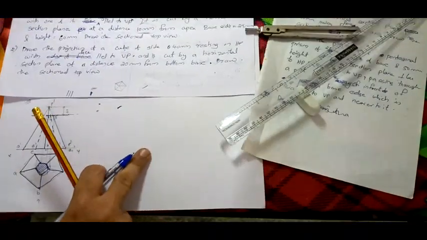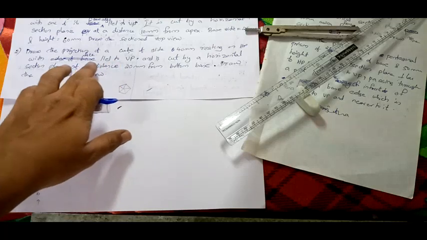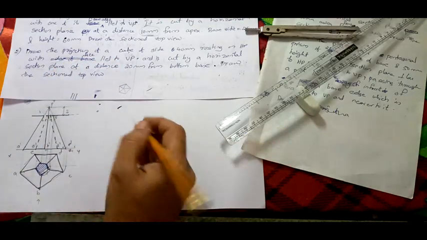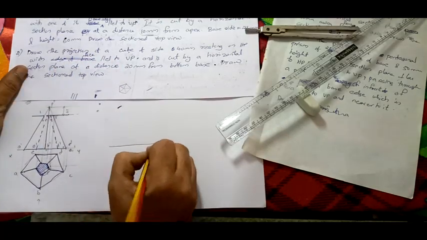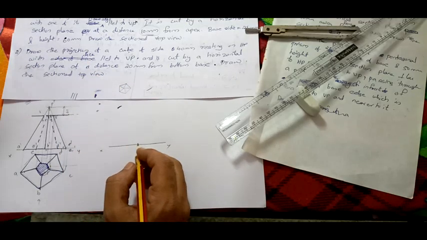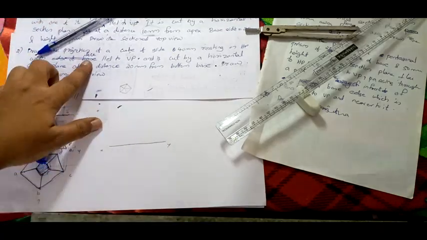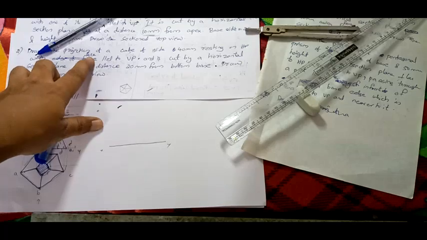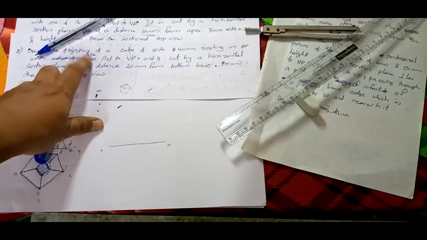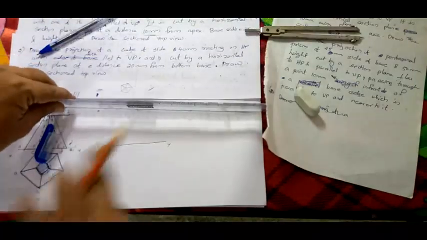See, second problem. Draw the projection of a cube of side 40 mm resting on HP with face parallel to VP. Face parallel, right? So this is your XY line. Now I have to draw a cube of side 40 mm. Face parallel means what will happen? If the face is parallel, one of its base edges is parallel to the XY line. Face means, see, it's a triangular face, right? It's a rectangular face, right? If it is placed like this, then the base edge is parallel to the XY line.